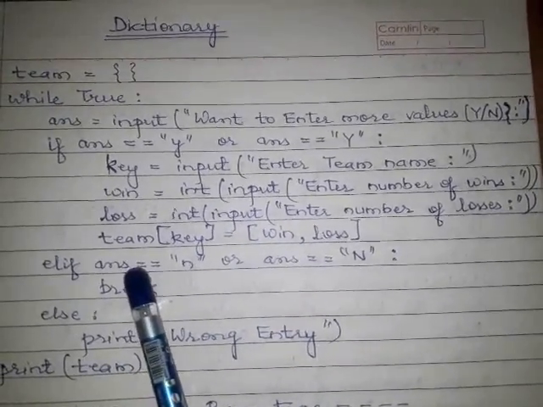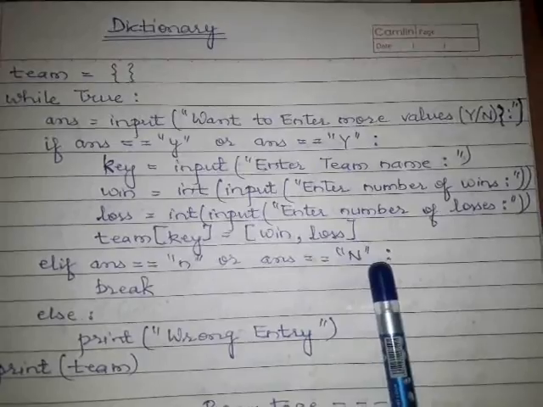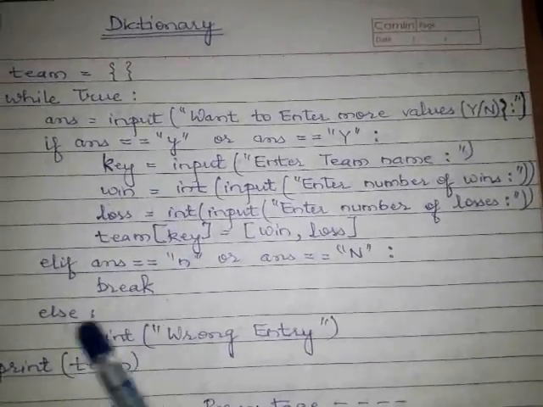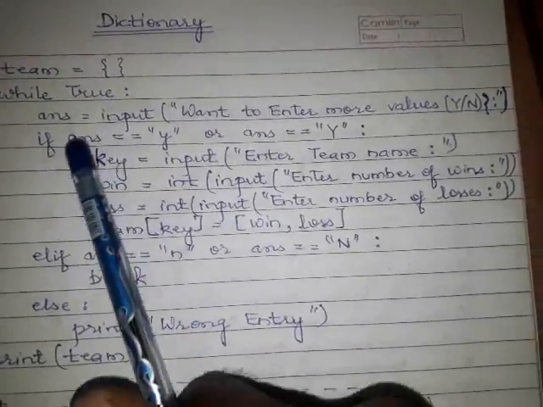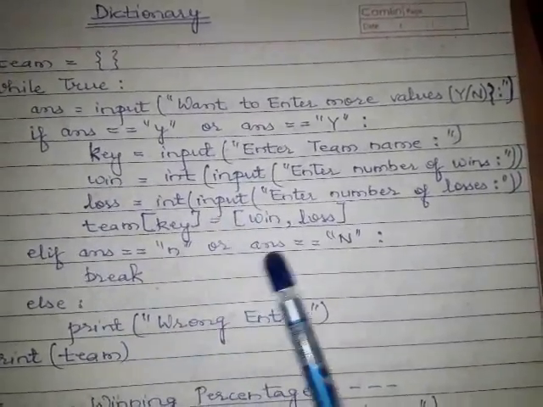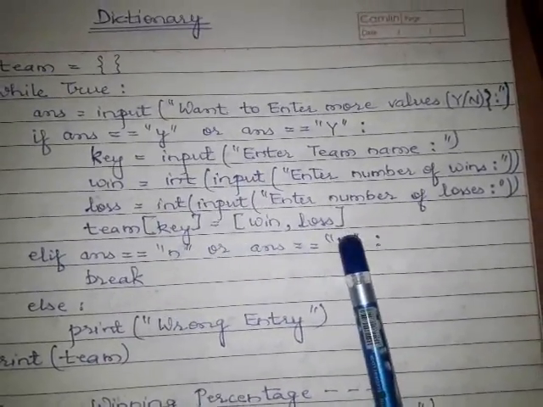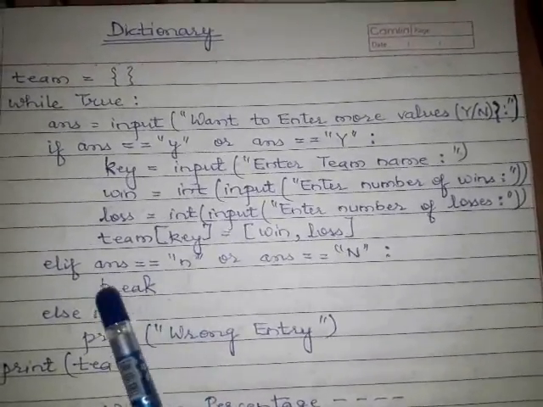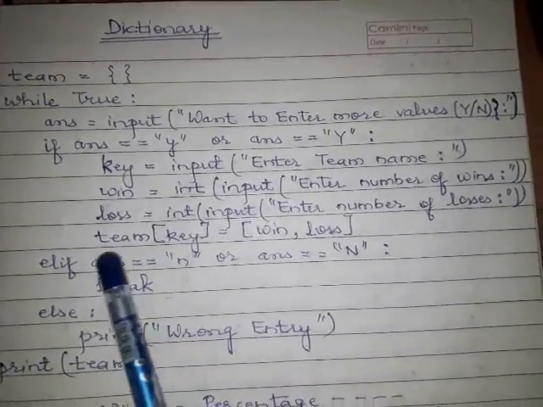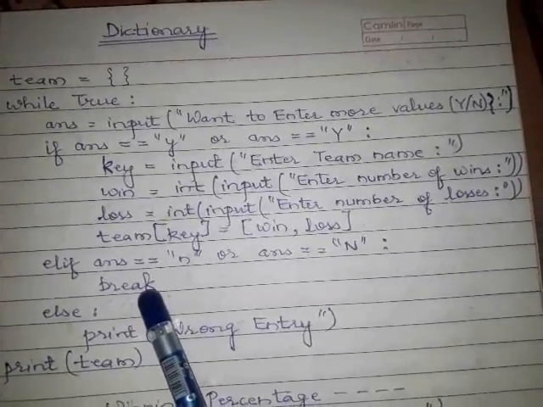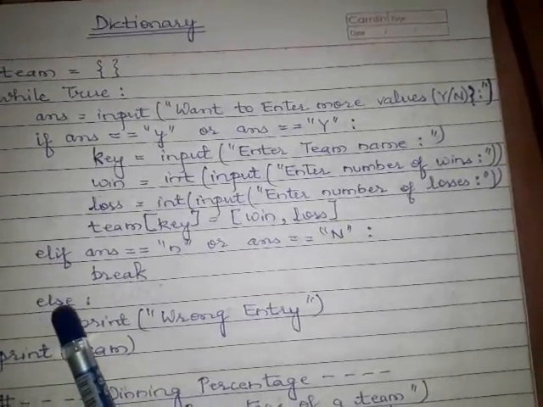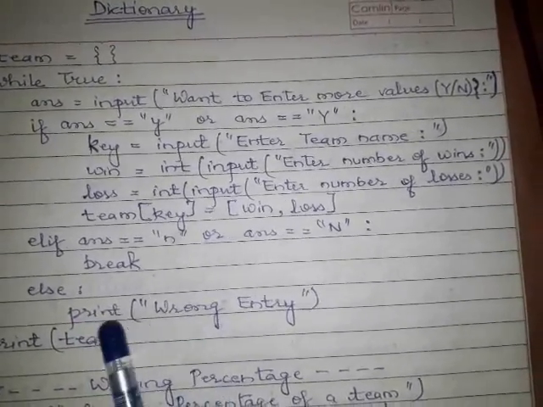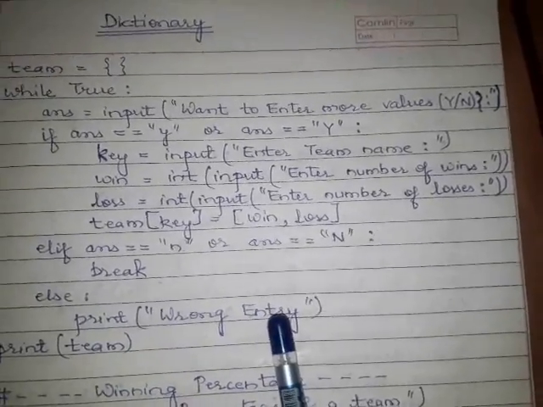If the user has pressed small n or capital N, here I have written break. So we are using if, elif and else in the while loop. The if condition is used to create the dictionary, and elif is used to check whether the user has pressed small n or capital N. If this is pressed, then we have to come out of the loop. Break will skip the while loop and we will come out of it. Else, if the user has pressed any other letter on the keyboard, it means it is a wrong entry, so this message is displayed: wrong entry.